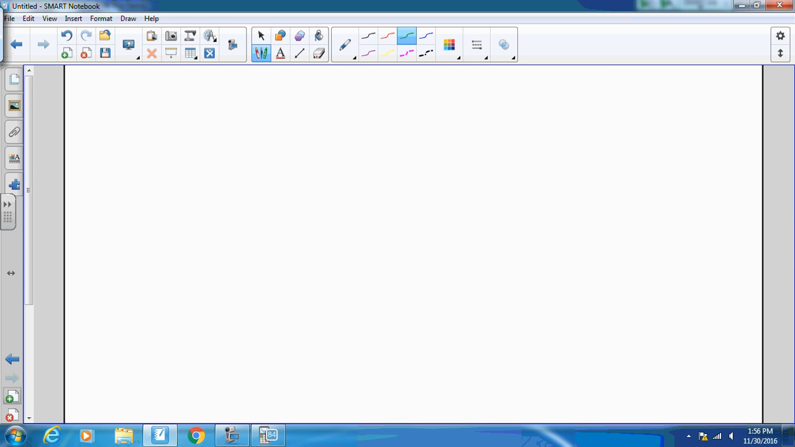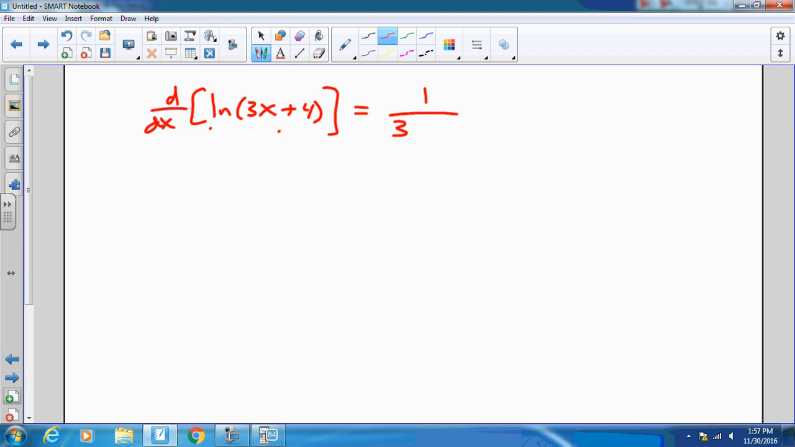Now, let's do some examples so we can see what we're talking about. The important thing to understand is that the derivative of natural log of splat is 1 over splat times the derivative of the inside. So, for example, if I have d dx of natural log of 3x plus 4. Outside, inside. The derivative of natural log splat is 1 over splat, times the derivative of the inside.